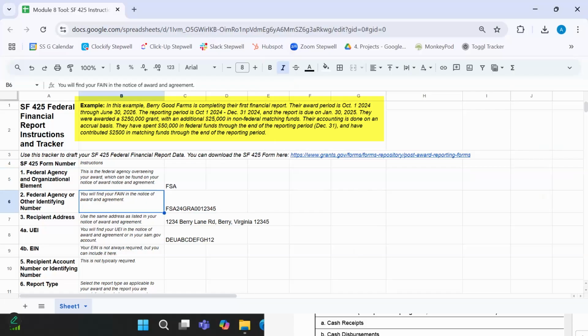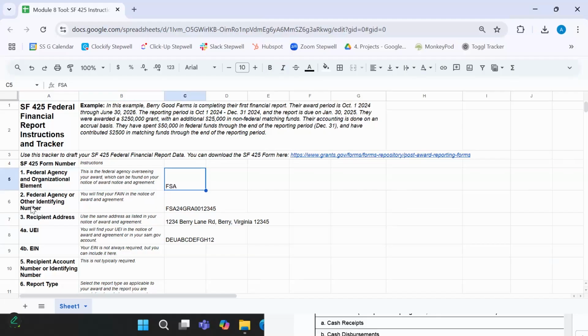They have spent $50,000 in federal funds through the end of the reporting period, December 31st, and have contributed $2,500 in matching funds through the end of the reporting period. Box 1 is the awarding agency, which will be listed in your grant agreement. For our example applicant, Very Good Farms, their awarding agency is the FSA.